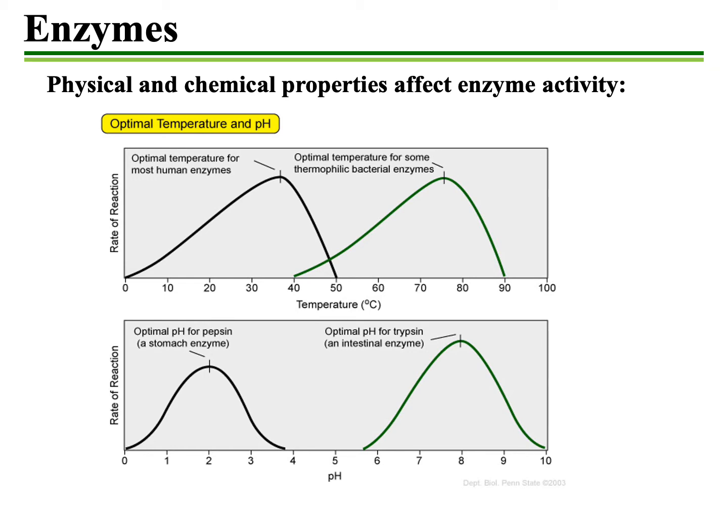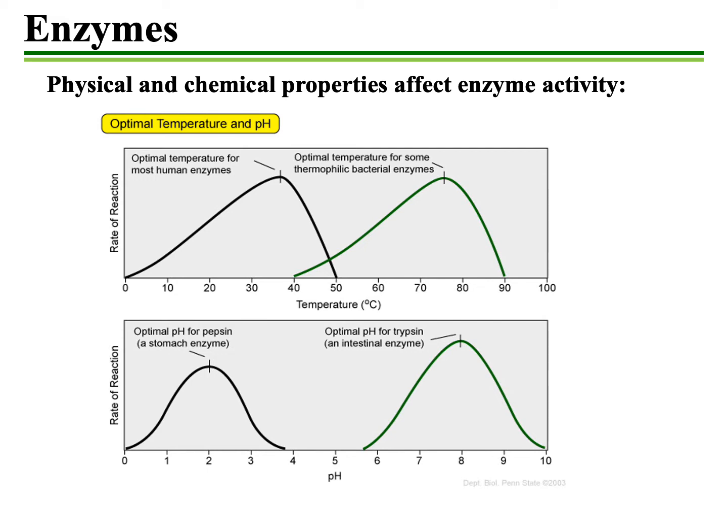So in the top half of this graph, what you're looking at first is the optimal temperature for two different sets of enzymes. Along the x-axis, you have a variety of temperatures ranging from 0 to 100 degrees Celsius, and then you have the rate of the reaction along the y-axis. In this example, the first curve is the optimal temperature for most human enzymes, and that happens to be right around 37-38 degrees. This is the body temperature for humans, and it makes sense that most enzymes found in the human body operate at that optimal temperature.